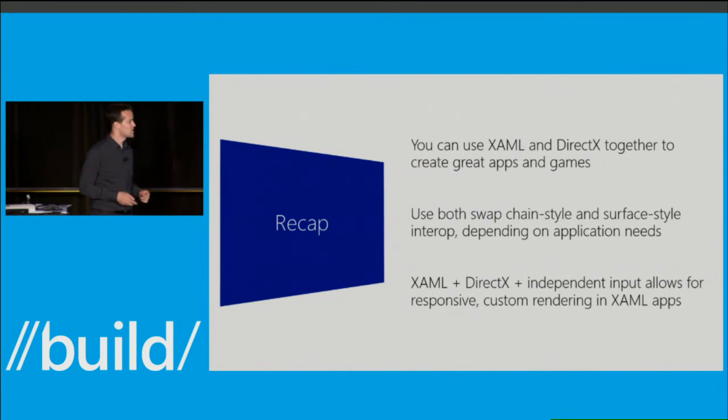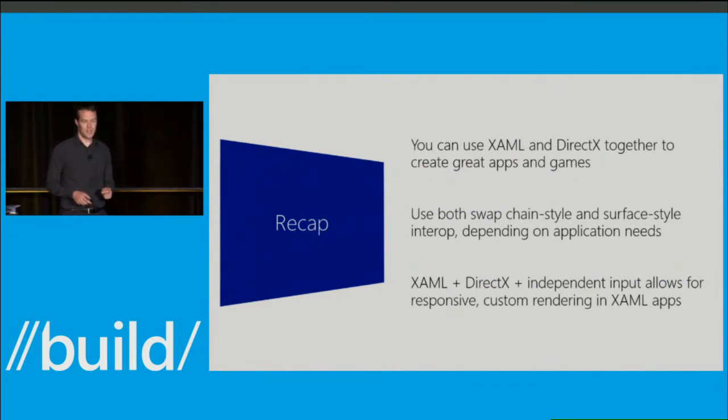So, summing up, you can use XAML and DirectX together to create some great apps and games. You can use swap chain and Surface-style interop depending on the scenario, and I want to reiterate that you should be careful when you consider which API to use. The performance characteristics of each are tuned for a particular scenario, so the swap chains are designed for low latency interactivity, and the Surface image source and virtual Surface image source APIs are designed for you to tightly integrate with the XAML tree for custom drawn content that doesn't necessarily update at 60 frames per second.